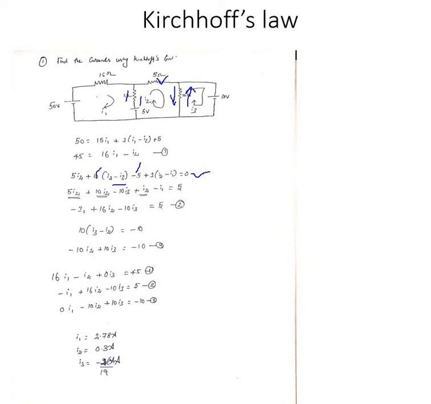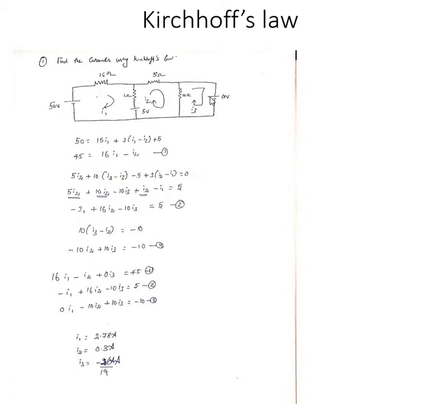Then after that, this 10 you can move inside, this 1 you can move inside, and further you can simplify. How many I2? 5, 10 and 1, so totally 16 I2. And how many I1? Minus 1 I1. How many I3? Minus 10 I3. That's all. Equation number 2 is derived. Then similarly you can go ahead with equation number 3.